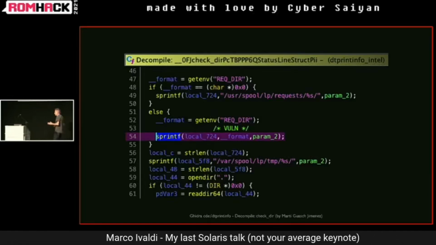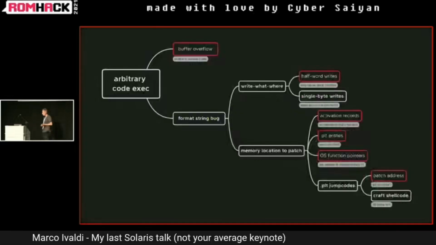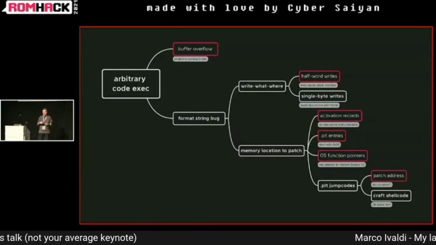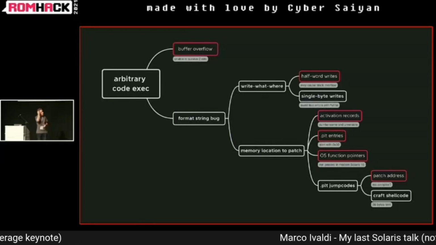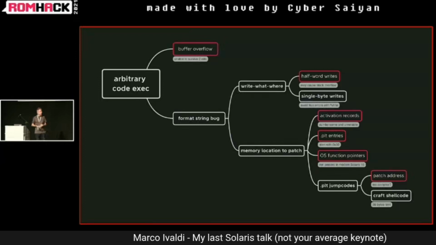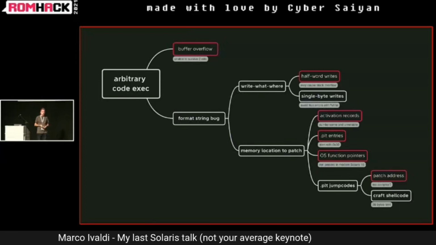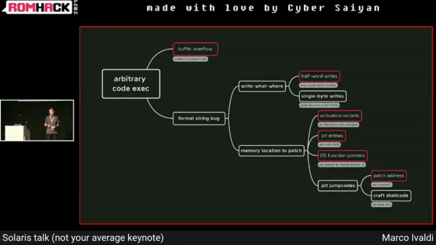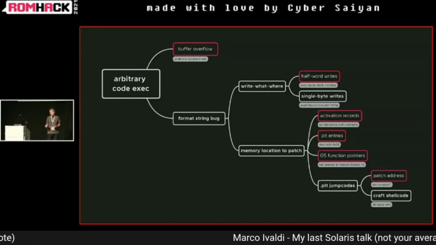But with what should we overwrite it? Well, we have two options, basically. We either overwrite the target of the branch, of the jump, or we can craft our shellcode directly in memory. I like to keep my exploits as simple as possible in order to keep them as reliable as possible, and therefore I went for the second option.